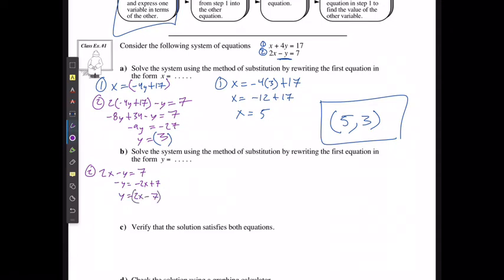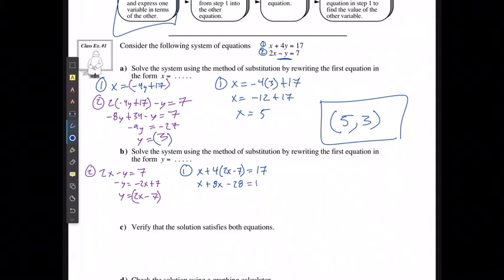I'm going to pull that from equation 2 and put that into equation 1. For equation 1, I'm going to say that if I have x plus 4y, well, it's going to be 4 times (2x minus 7) is equal to 17. x plus 8x minus 28 is equal to 17. Or 9x, and I add 28 to both sides, is equal to 45. x is equal to 5.